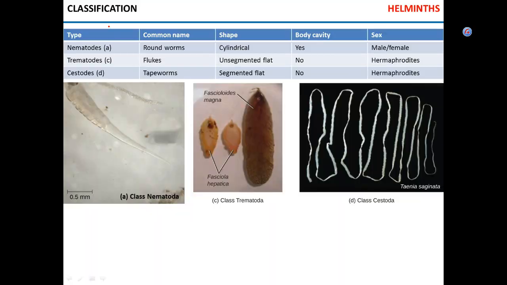So I want to say just a couple of things about the general classification of helminths and antihelminthic drugs. So here you need to know three classes of helminths: nematodes, or roundworms. This is one of the nematodes shown here. They are probably the most advanced ones.